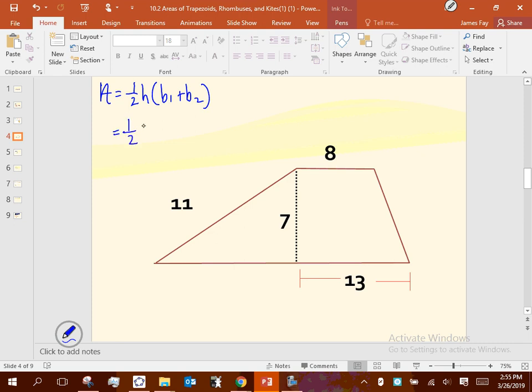Do you know H? H is 7, right? Do you know B1? Okay, so you know an entire base. It could be 8. Okay? I mean, it doesn't matter. That could be B1 or it could be B2, right? But regardless, you know one of your bases. Do I know the other base? No. It's at least 13, right? But I don't know the other part of that 13. I don't know that right there. How can I find that, though?